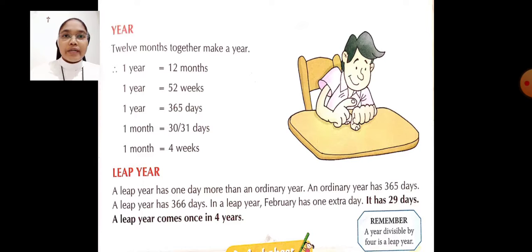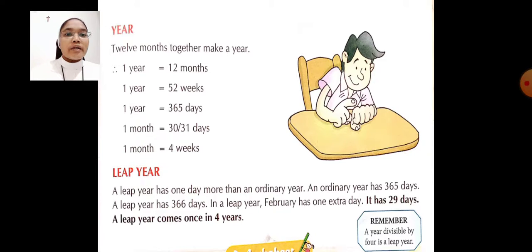Let's see leap year. A leap year has 1 day more than an ordinary year. Dear students, an ordinary year has 365 days. A leap year has 366 days.